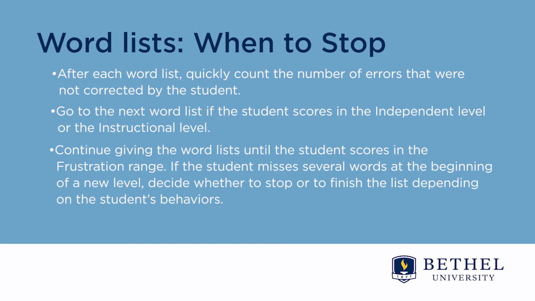If the student misses several words at the beginning of that new level, decide whether to stop or to finish the list depending on the student's behaviors. You will hear and see a difference as they begin to struggle. Their body language may change, looking at you for confirmation, sighing, or taking deep breaths. If they seem okay to finish the list, go ahead. If it's obvious that they have reached their limit, just stop mid-list. Just tell them they've done enough and they can have a break.